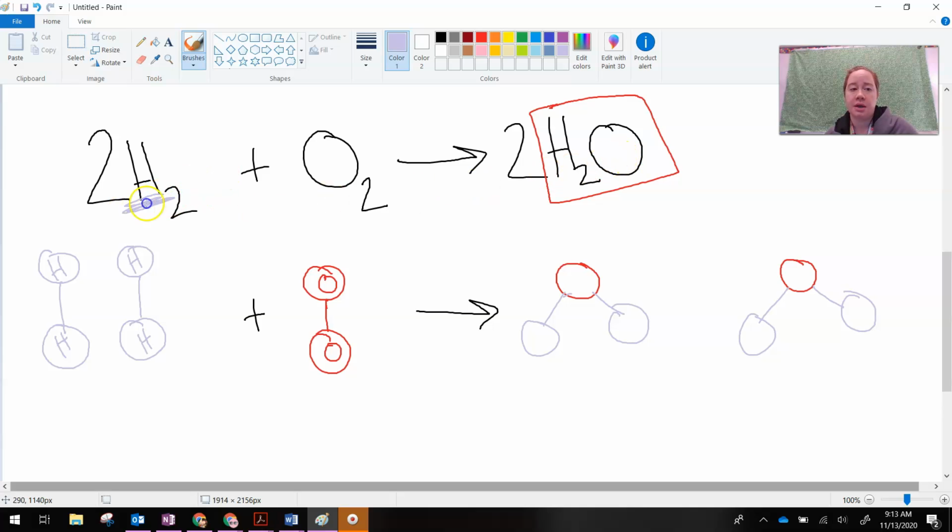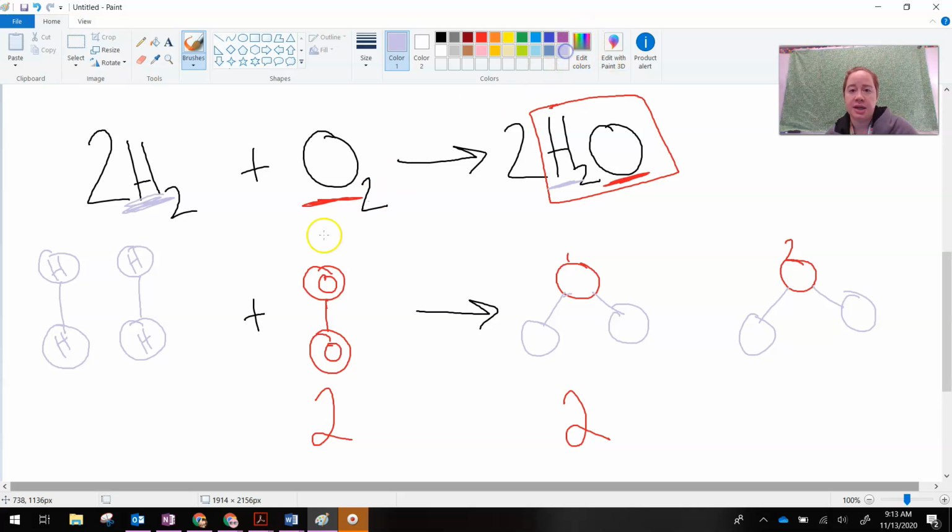Okay, so I'm gonna color code this. I got purple for my hydrogen. I used red for my oxygen. Now I need to count them up. I've got 2 oxygens on my reactants side and I've got 2 oxygens on my product side, 1, 2, okay?